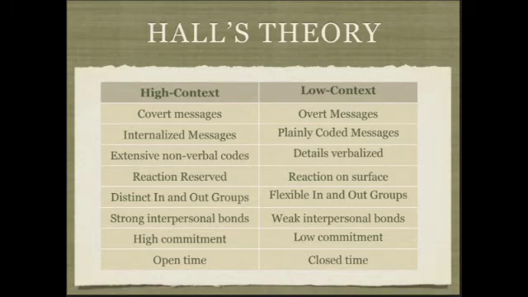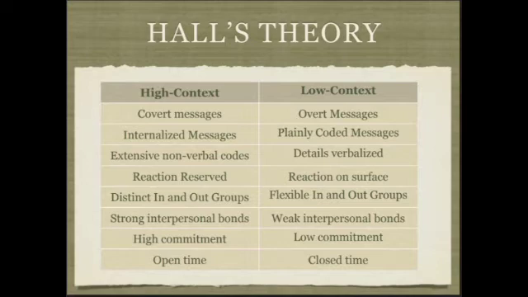Hall's theory, high context: covert messages, internalized messages, extensive nonverbal codes, reaction reserved, distinct in and out groups, strong interpersonal bonds, high commitment, open time. Hall's theory, low context: overt messages, plainly coded messages, details verbalized, reaction on surface, flexible in and out groups, weak interpersonal bonds, low commitment, and closed time.